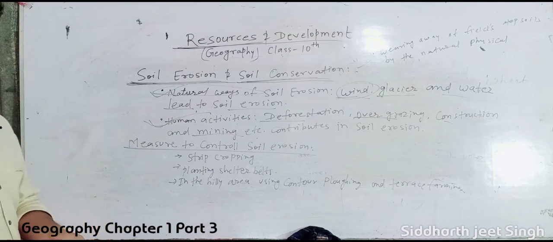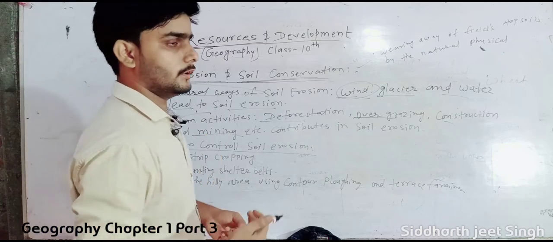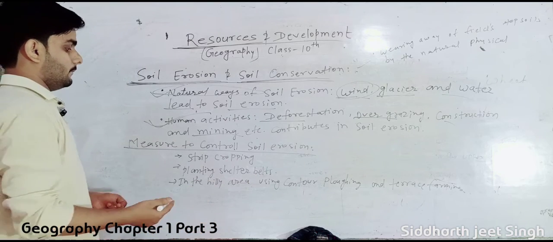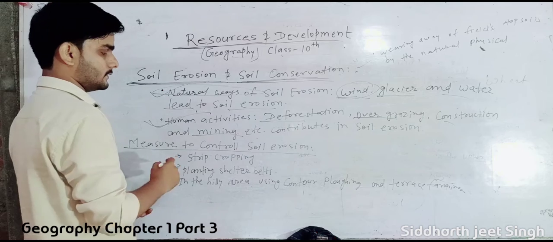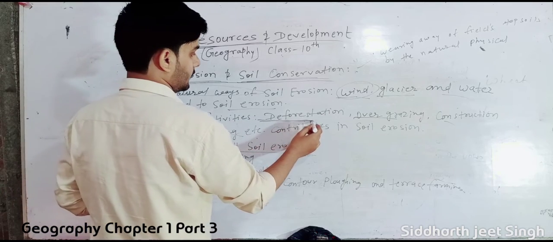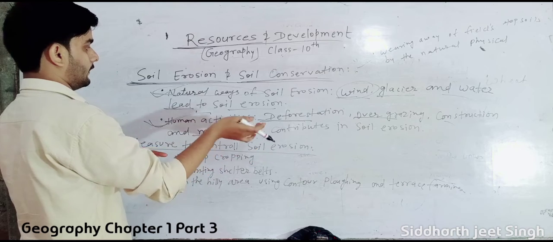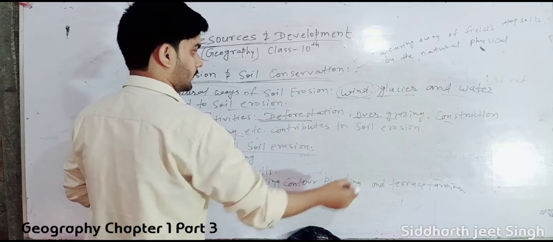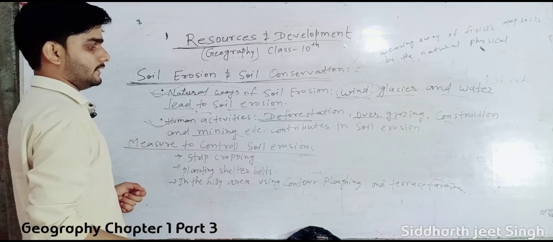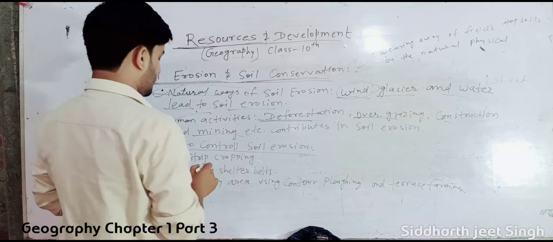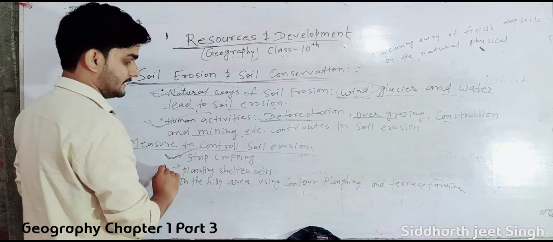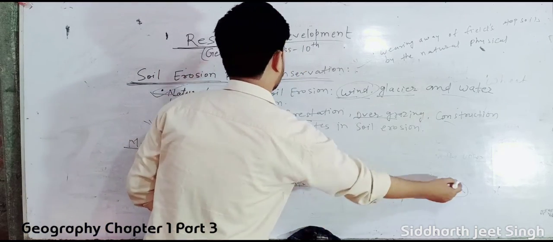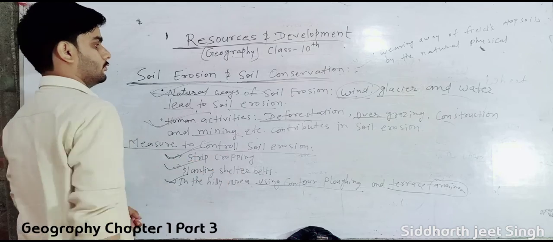Now, measures to control soil erosion, that means how we conserve our soil. As we saw in the previous chapter, since deforestation contributes to soil erosion, we have to do afforestation. We control overgrazing and mining activities, and use strip cropping, planting shelter belts, and in hilly areas contour ploughing and terrace farming. These are measures to control soil erosion.